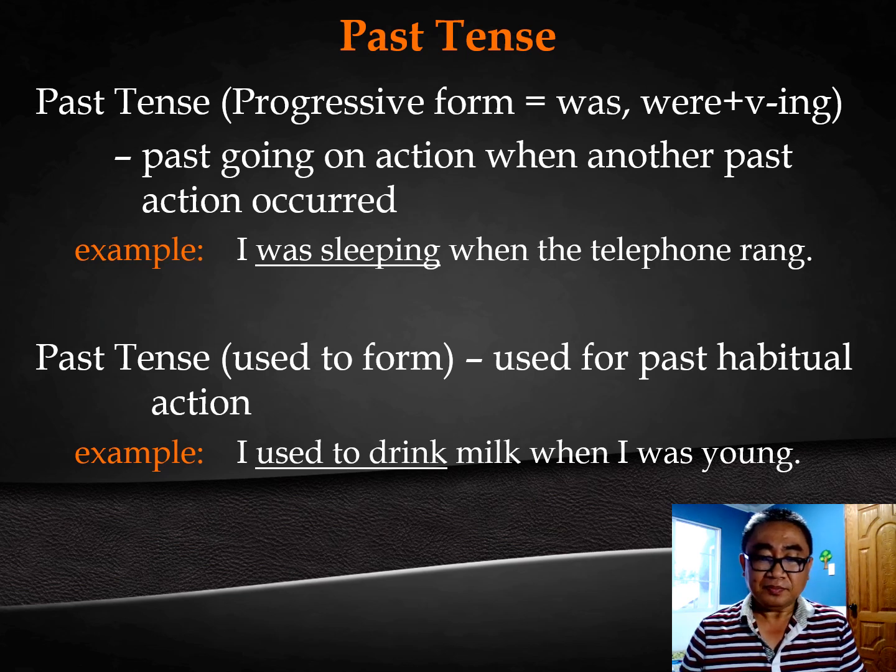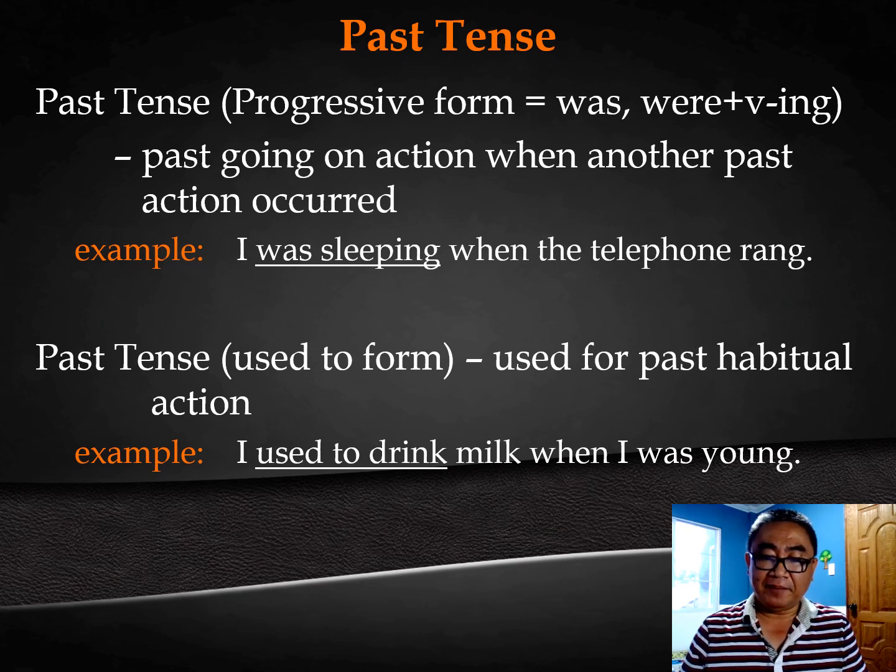The past progressive tense is a verb form used to refer to an action that was going on at the time in the past, was sleeping, when the telephone rang. So the past progressive is formed using the past tense of the auxiliary verb to be. We have was sleeping.